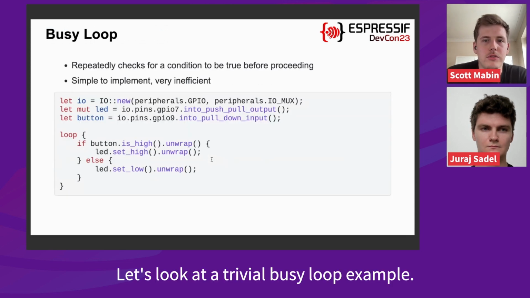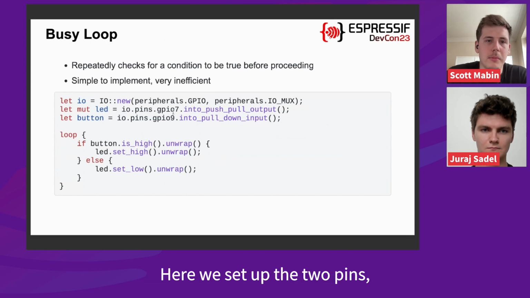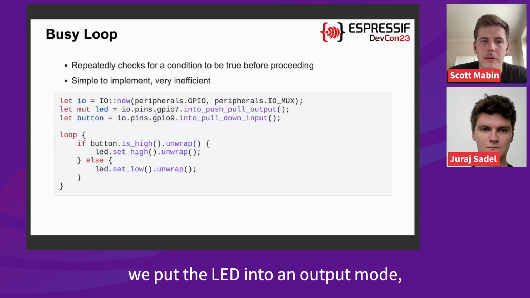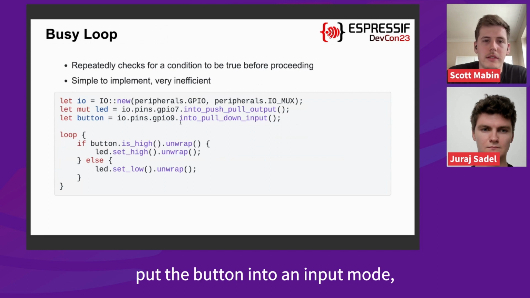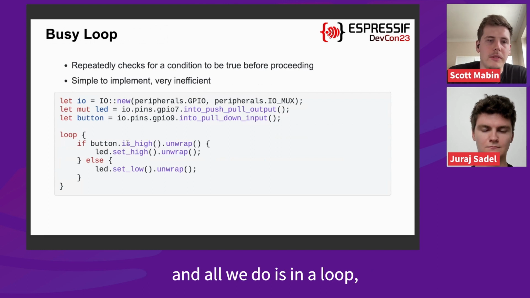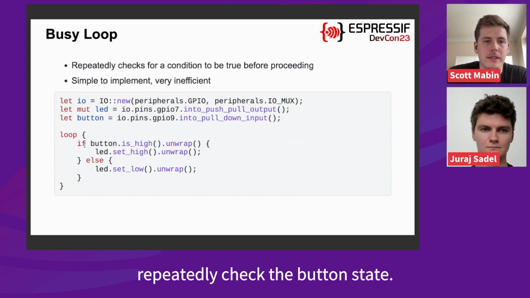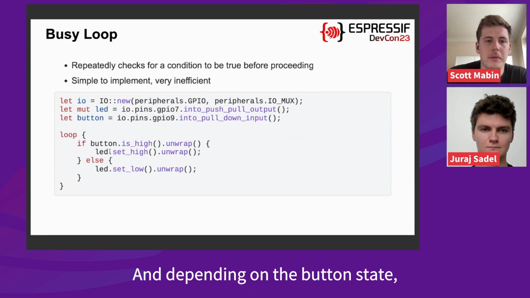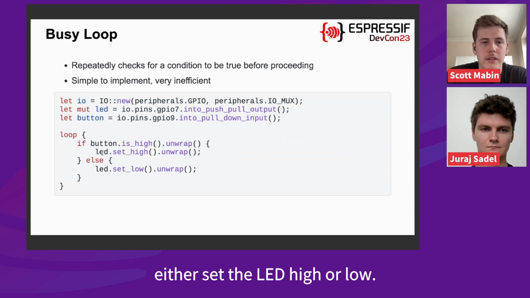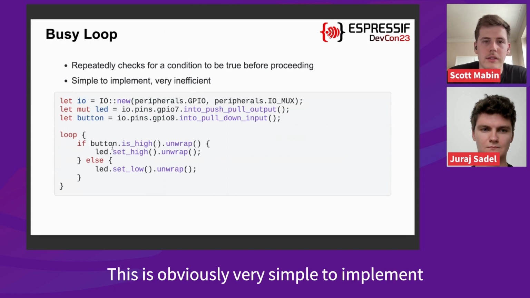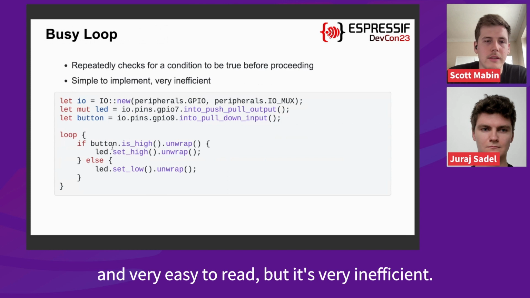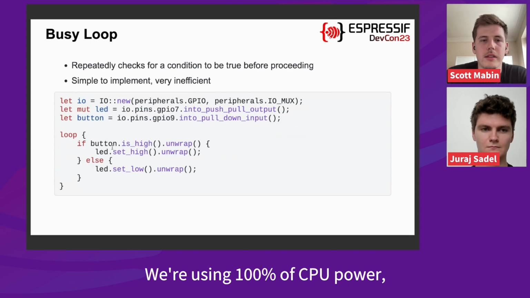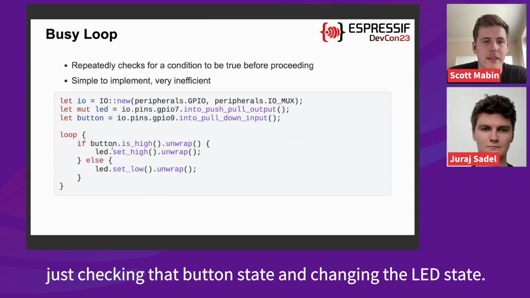Let's look at a trivial busy loop example. So here we set up the two pins. We put the LED into an output mode, put the button into an input mode, and all we do is in a loop, repeatedly check the button state, and depending on the button state, either set the LED high or low. This is obviously very simple to implement and very easy to read, but it's very inefficient. We're using 100% of CPU power just checking that button state and changing the LED state.